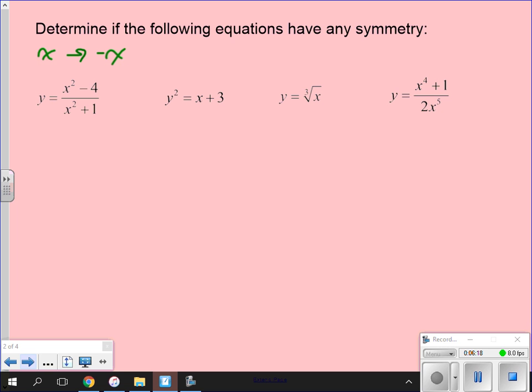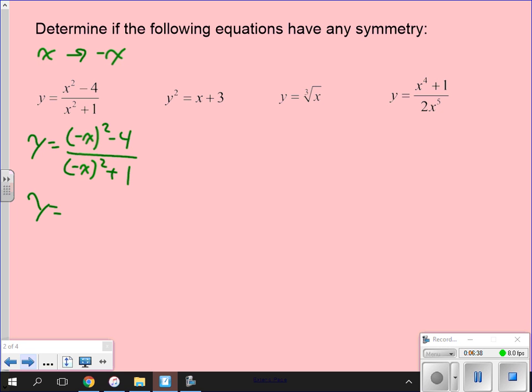That would be an even function. So that's what I want to do. I take y equals negative x squared minus 4 over negative x squared plus 1, and I simplify that. Do I get the same one back again?